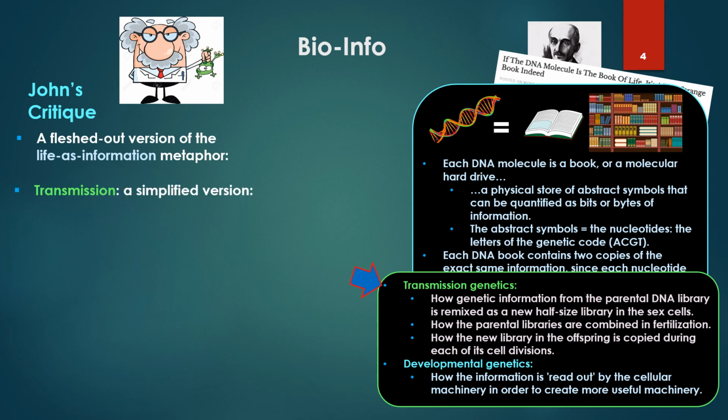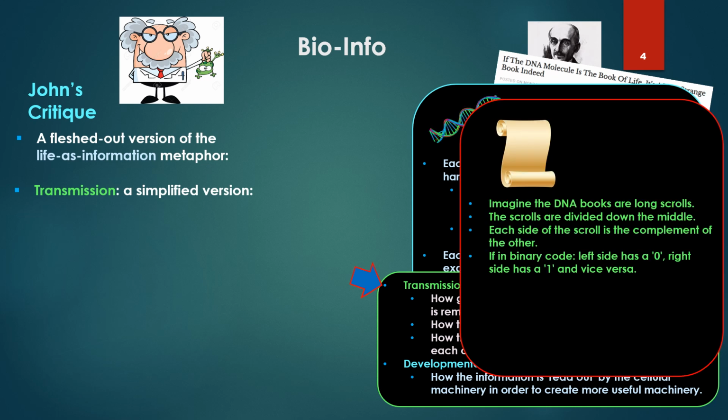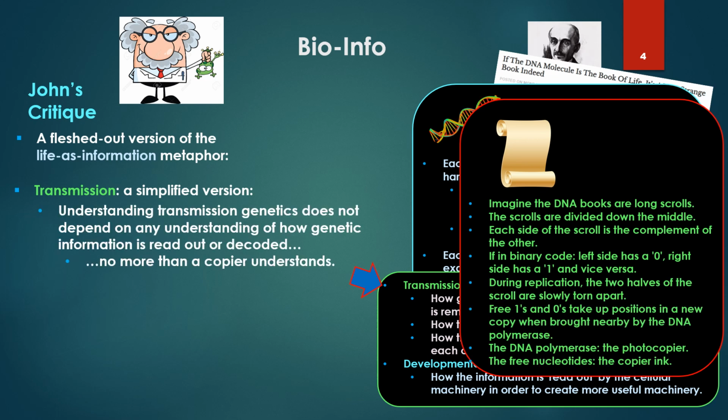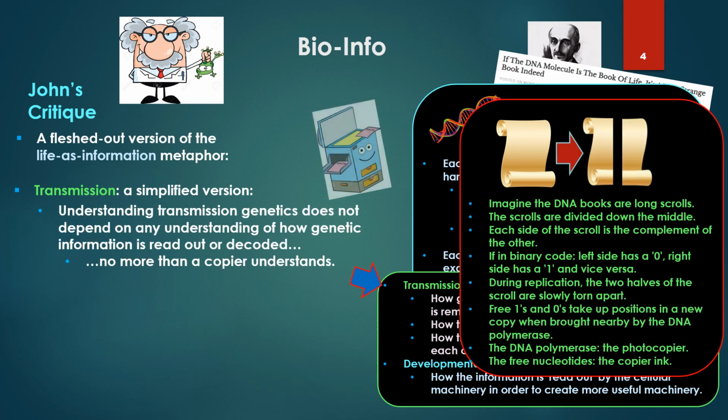So we start with transmission, a simplified version thereof. Imagine the DNA books are long scrolls, and the scrolls are divided down the middle. Each side of the scroll is a complement of the other. If in a binary code, the left side has a 0, the right side has a 1, and vice versa. During replication, the 2 halves of the scroll are slowly torn apart. Free 1s and 0s take up positions in a new copy and are brought there or nearby by the DNA polymerase. The DNA polymerase is the photocopier, the free nucleotides, the copier ink.